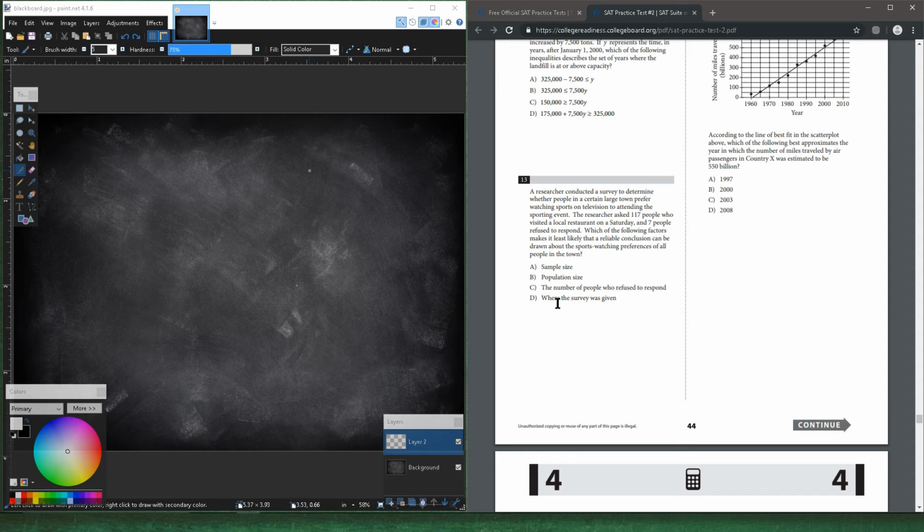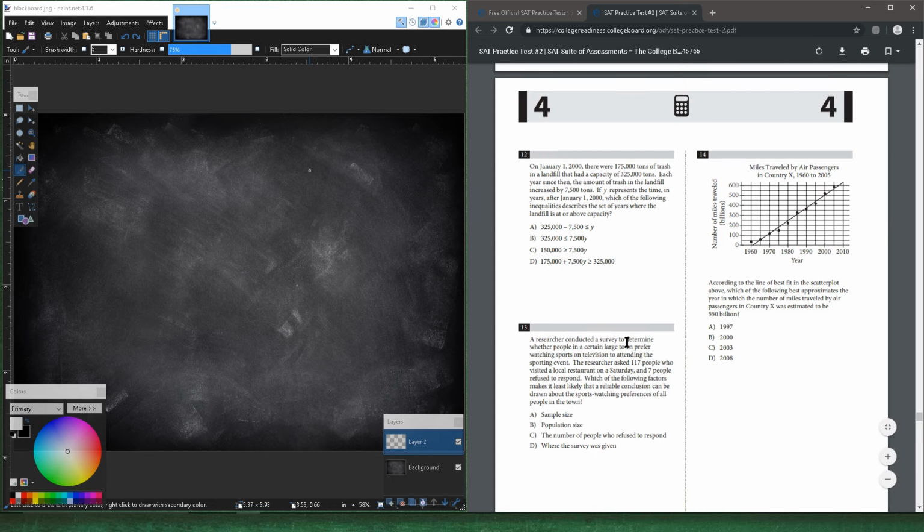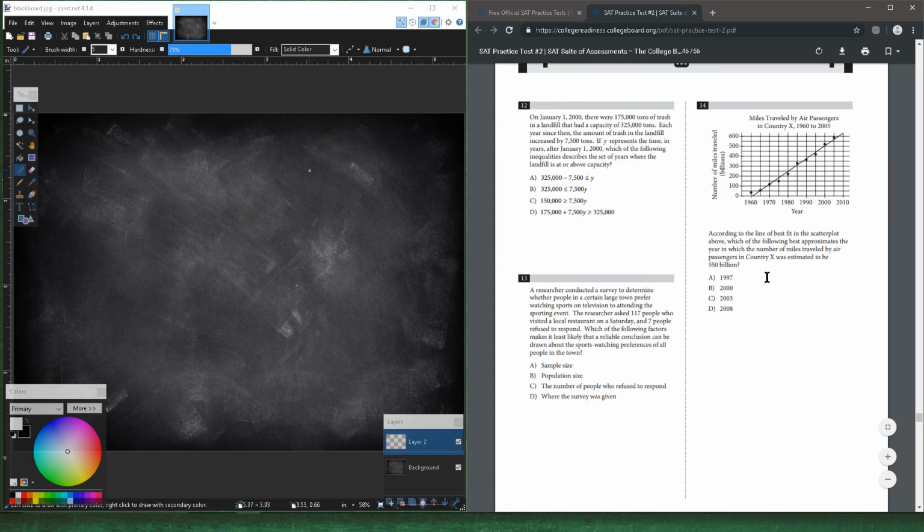So D would probably be the answer, because where it was given matters. The question was asking whether they prefer to watch on television or attend a sport event, and they went up to just a local restaurant. In a local restaurant there might be a TV, so they might just watch it on the television and not go to the event, based on where it's geographically located. That's probably the reason. It just conflicts with the intention of the test. So D would be the answer.